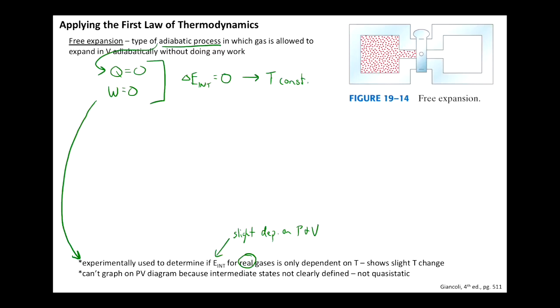Also, there is no way for us to actually draw a PV diagram for this because this is not a quasi-static case. As soon as I release that and the gas starts expanding, different parts of the gas are going to be at different pressures. It now has a constant volume, but I don't know what the pressure of the gas is because it's a bunch of different pressures. It's not a quasi-static condition. All the intermediate states aren't defined, so I really can't even draw a PV diagram.